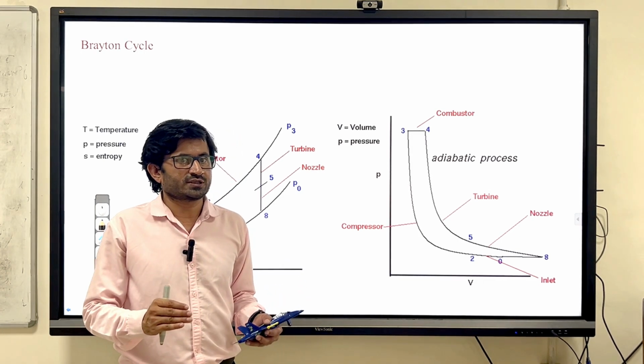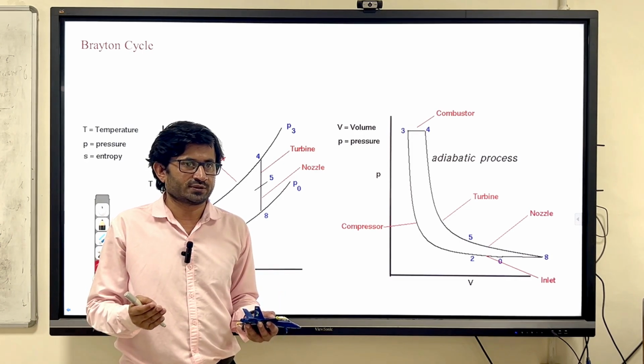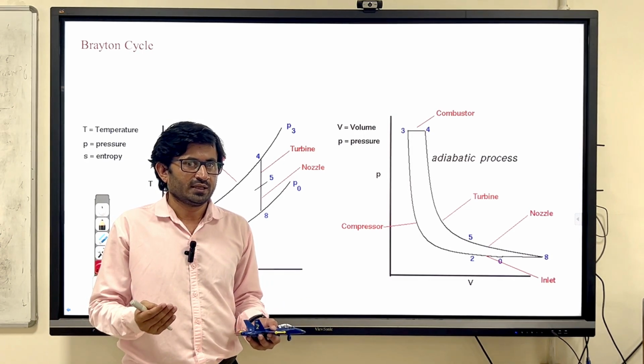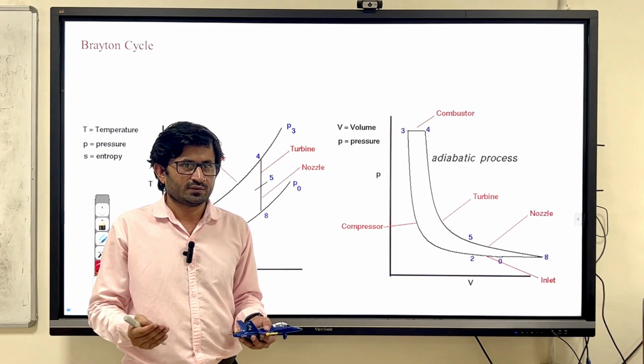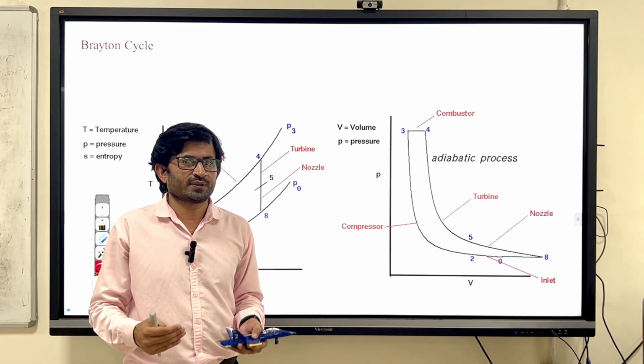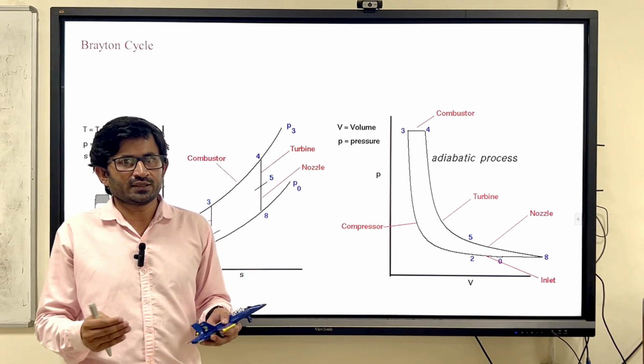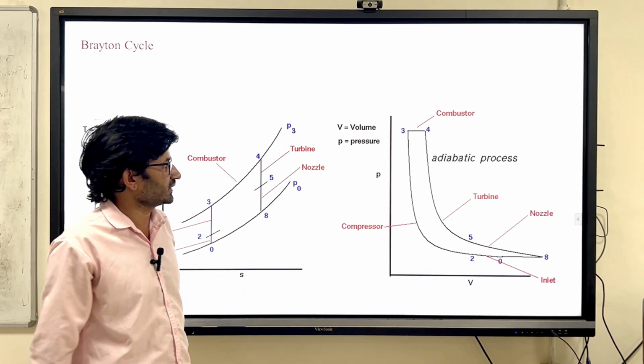So now I said isobaric. There are processes like isochoric also, where the volume is constant. Isobaric means pressure is constant. Adiabatic means no heat transfer. Okay. Isothermal means temperature is constant. Okay. So like that you can define the different kinds of processes also.